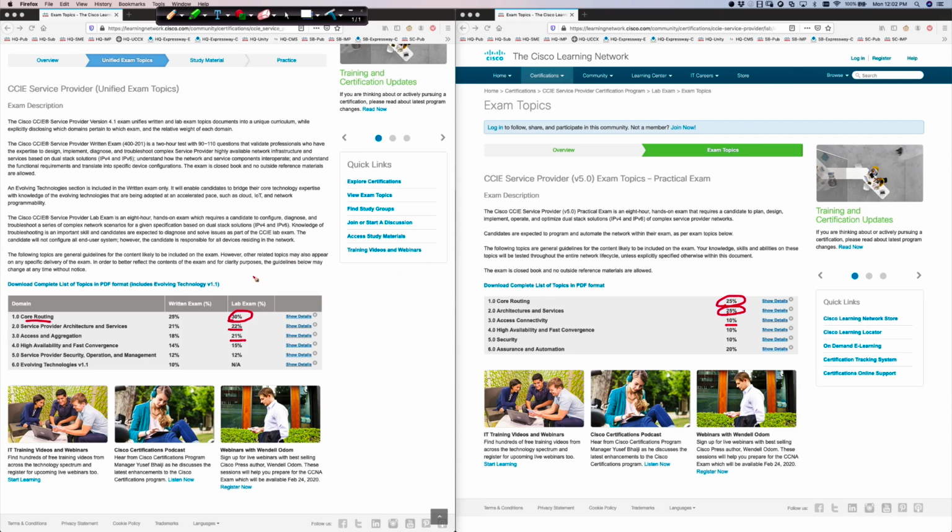High availability and fast convergence was 15% earlier, which is now 10%. Security was 12% and here we still have 10%. And then the new blueprint has assurance and automation, which is a pretty major chunk, 20% of your lab exam. So let's quickly view the core differences in each of these domains between version 4.1 and 5.0, and review the new topics that you need to study to prepare for the new blueprint.